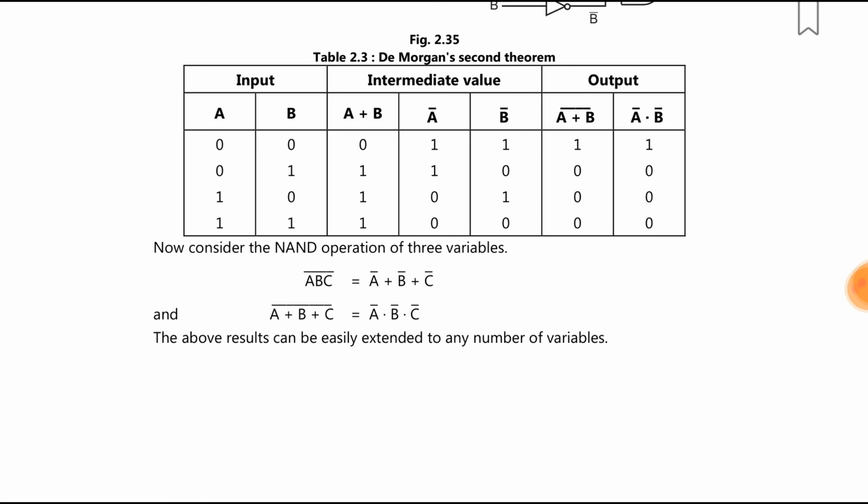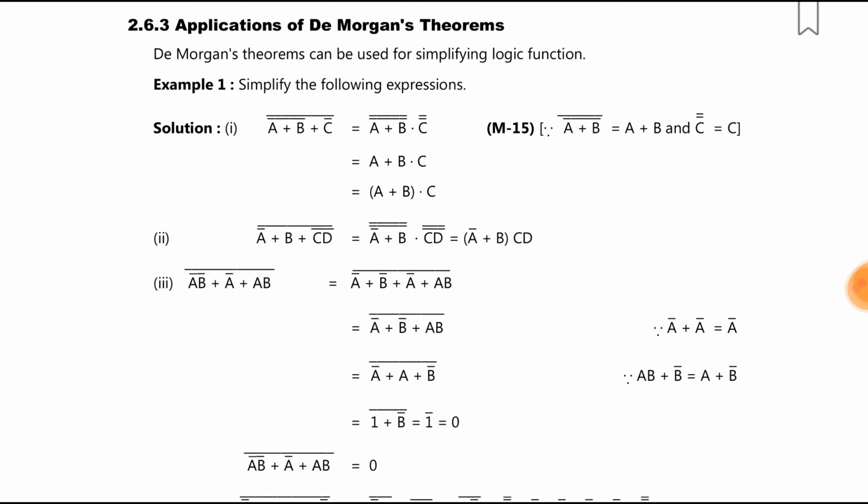Now consider the NAND operation of three variables. (ABC) bar is equal to A bar plus B bar plus C bar, and (A plus B plus C) bar is A bar into B bar into C bar. If you increase the number of variables, you will get different values.